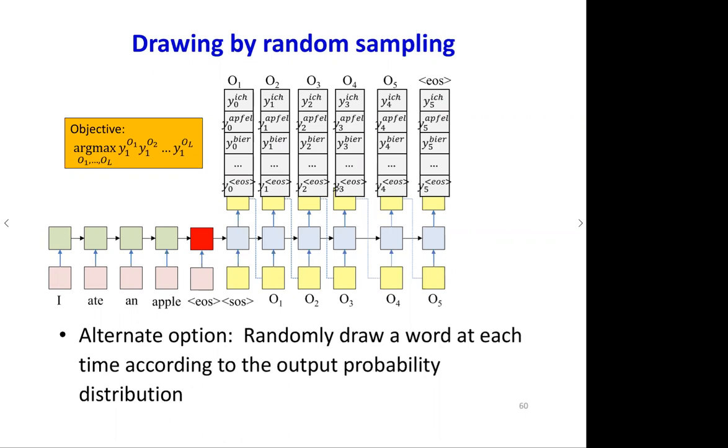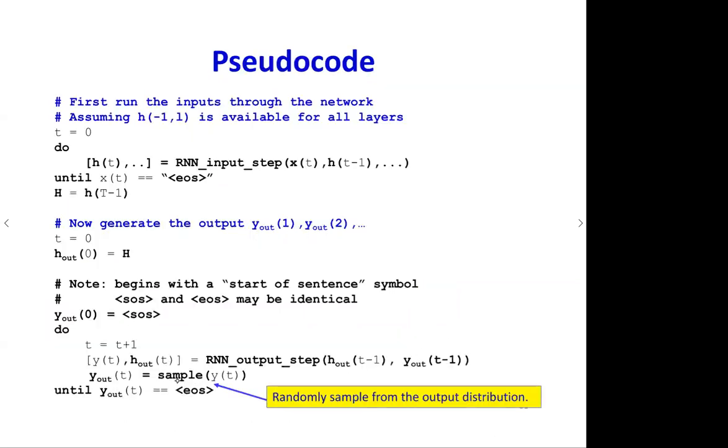So how do we know what to choose at each time? One solution is to simply punt on the problem and say, I'm not going to worry about it. I'm just going to randomly select the word from the output distribution. So at each time, the network outputs a distribution and you just sample a word randomly and feed it as the input at the next time, like we did for language generation. And so this operation over here, which was draw, now becomes sample, which is to say randomly sample from the output distribution YT.